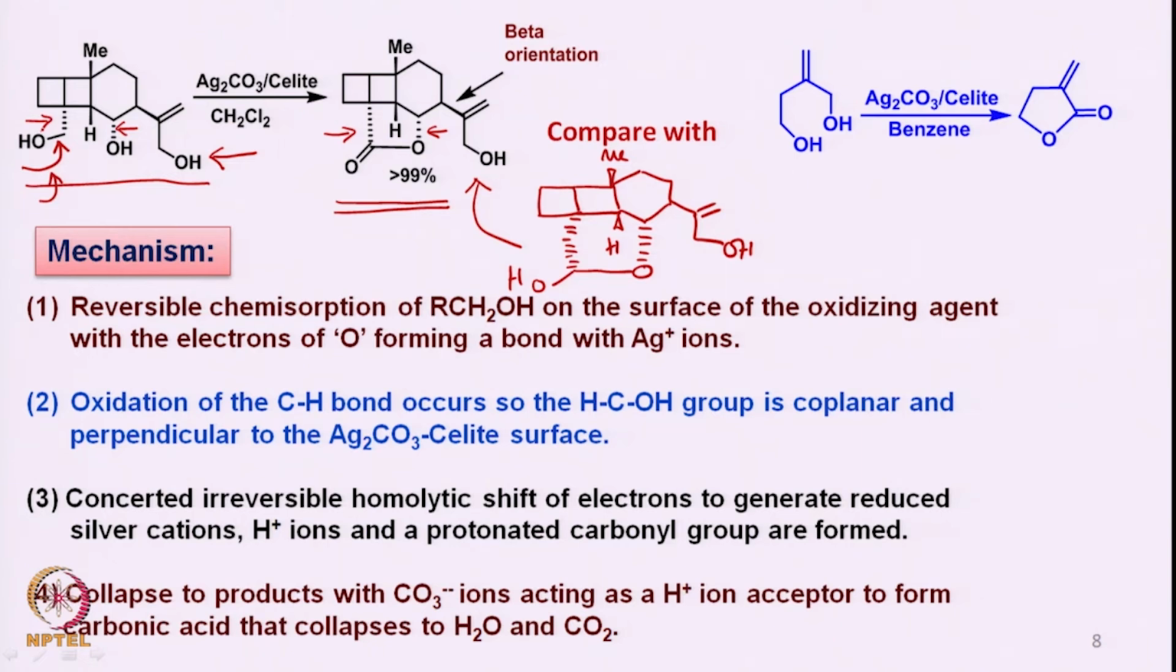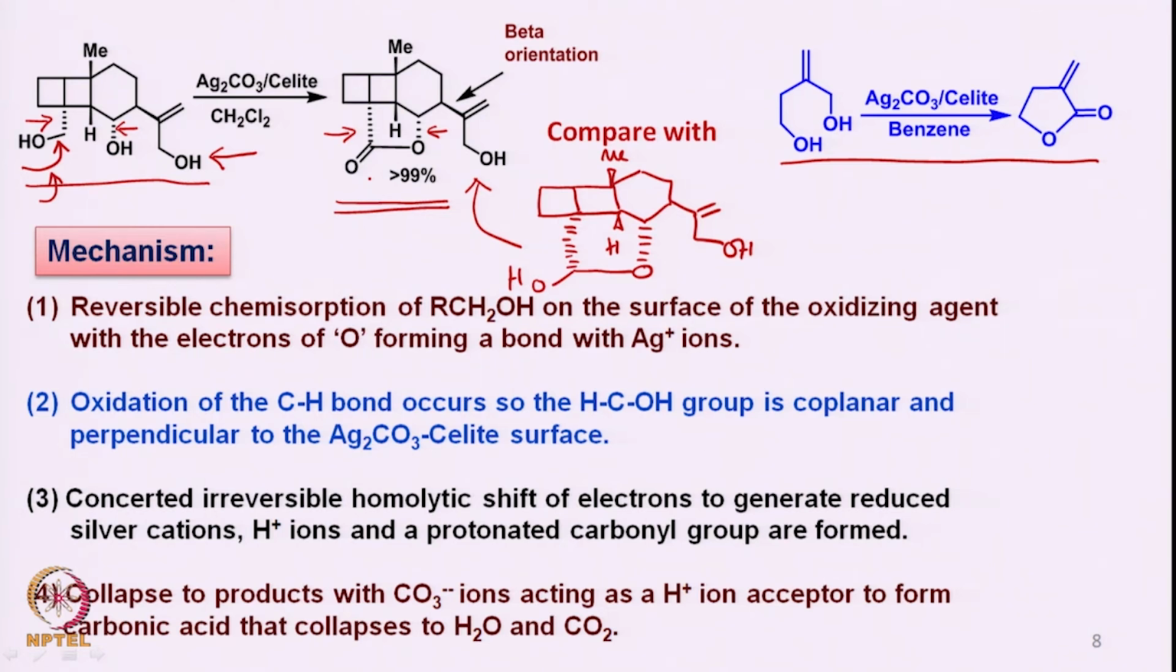If we compare this with the example which we discussed earlier, here oxidation does occur at the allylic alcohol faster, because that leads to the formation of the corresponding lactol and then the lactone. On the other hand, here the oxidation occurs only when the two hydroxy groups are cis to each other.